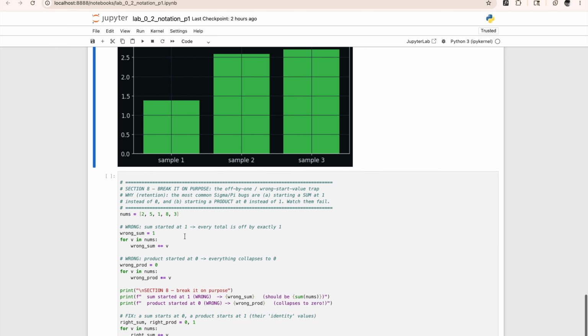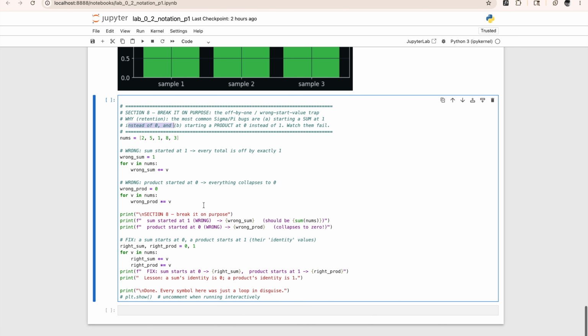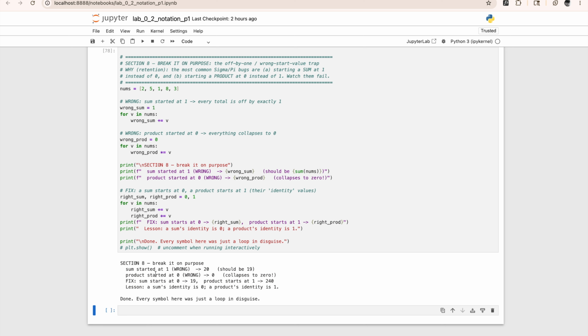Finally, the trap. A sum must start at 0, and a product must start at 1. Start a sum at 1, and every total is off by 1. Start a product at 0, and watch everything collapse to 0 because anything times 0 is 0. The fix: a sum's identity is 0, a product's identity is 1.